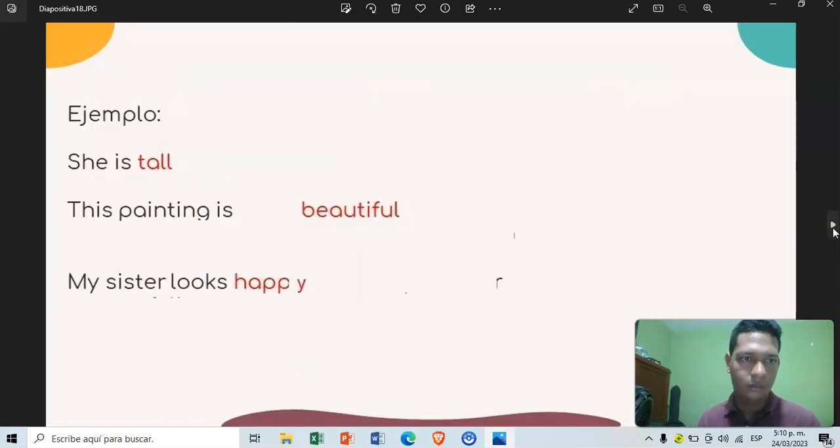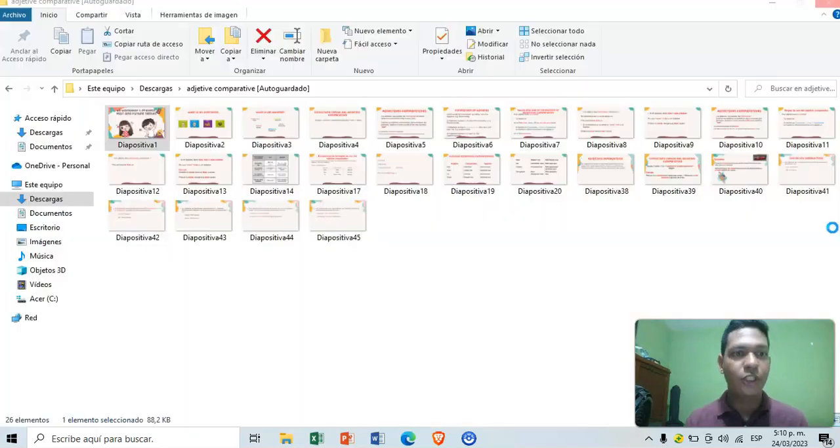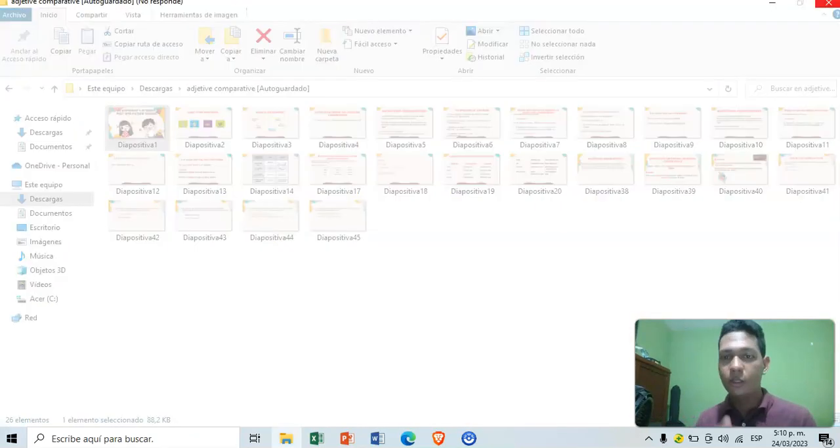For example, she's taller, the correct. Oh, I'm sorry, he's closer. My computer is not working well. So we saw an example. She's taller is the comparative: she's taller than he, me, they. I don't know. This is an example.